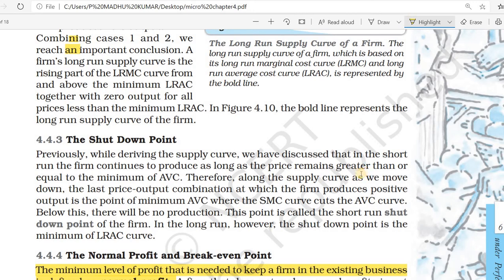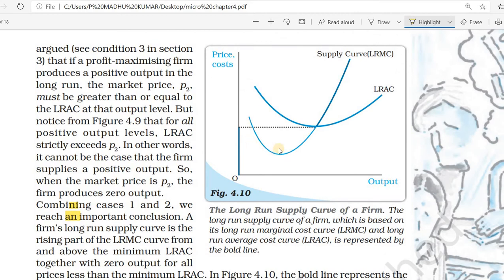In this class, we will study the shutdown point. Previously we studied the supply curve, the LRMC curve and the LRAC curve. Today we will study the shutdown point. Normally in this diagram, the LRMC curve will cut the LRAC curve.